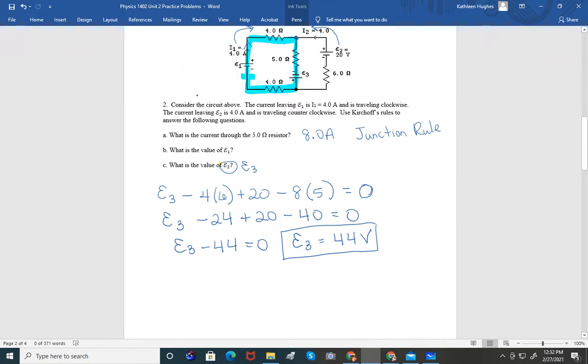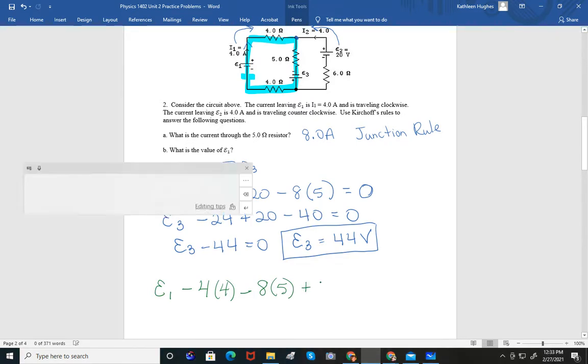All right, so let's do this one. We're going to go E1, and then we have minus 4 amps through 4 ohms. There's IR, 4 amps, 4 ohms. And then we're going to go down through the center, so minus 8 amps through 5 ohms. And then plus E3.